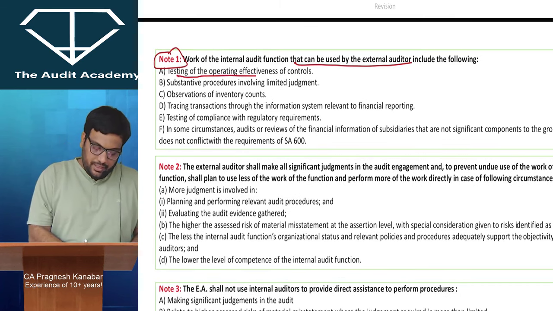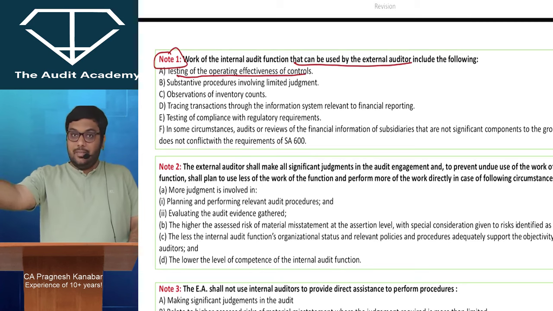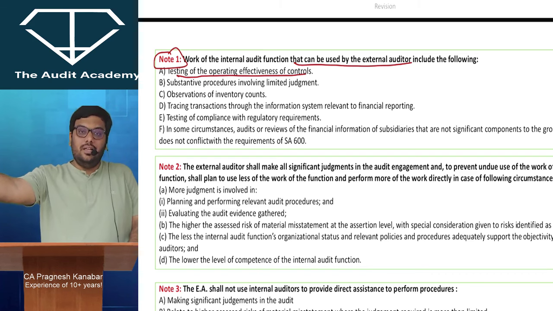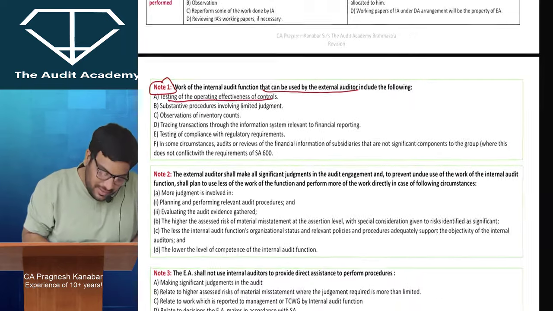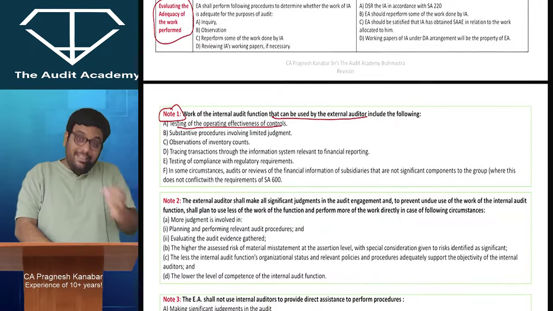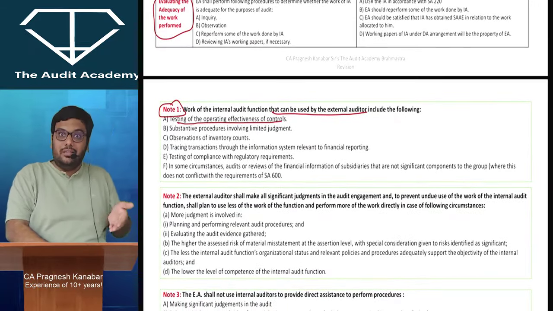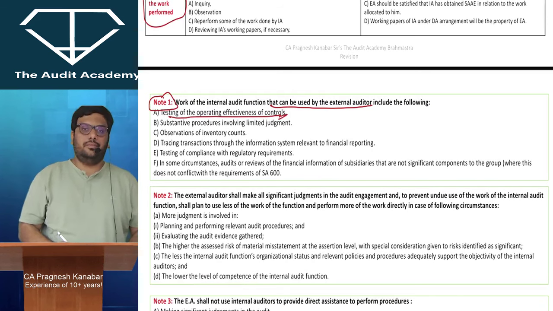Testing the operating effectiveness of controls. That is his core work. If he's an expert in that, if he's doing that, testing the controls, then obviously I can use some kind of work. No, I'm not going to blindly rely. Please understand, we have a third question also over here, evaluating the adequacy of the work. But at least in these areas, I can use his work. So testing the operating effectiveness of controls.